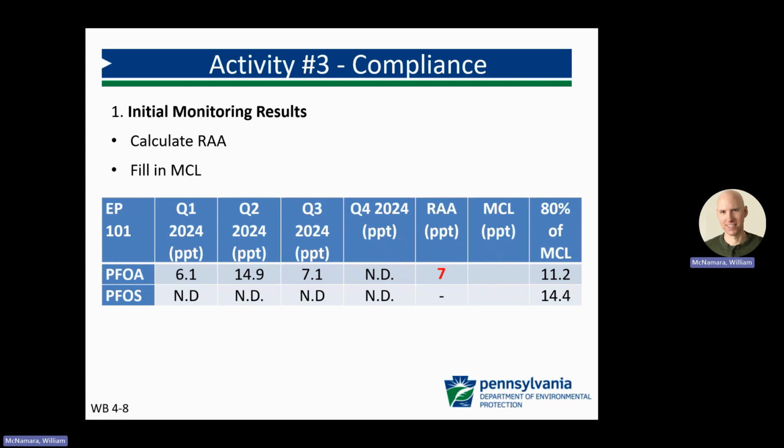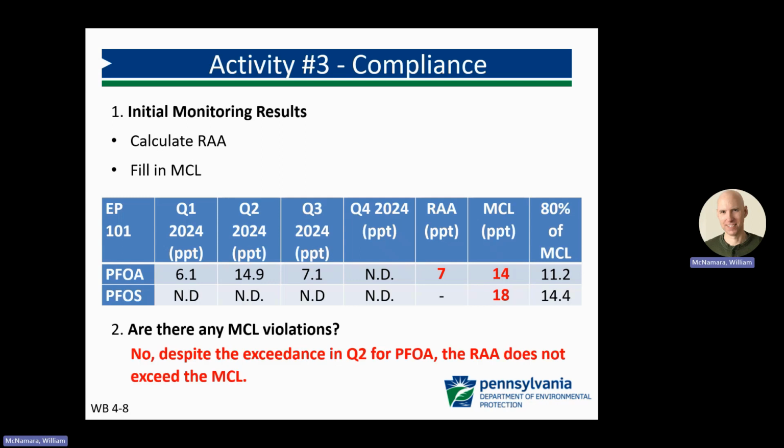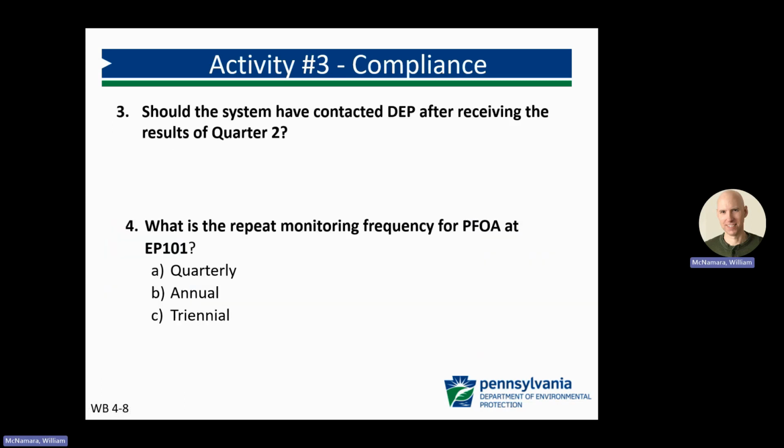So let's see what we got here. The running annual average, we calculated as 7 for that one. Remember that non-detects are counted as 0. And then we filled in the MCL, that's 14 for PFOA and 18 for PFAS. So the second question asked, are there any MCL violations? And the answer is no. We did have that exceedance in the second quarter for PFOA, but the running annual average does not exceed the MCL.